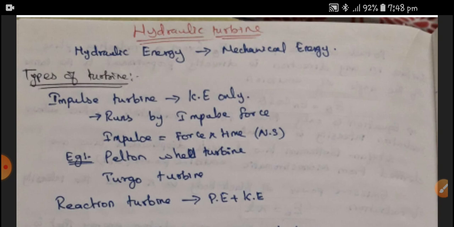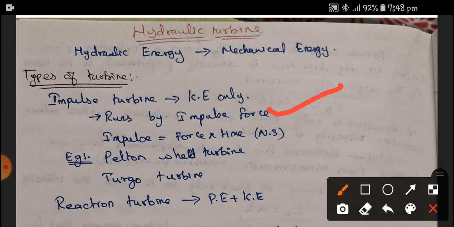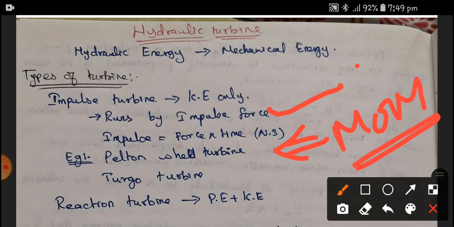In my style, I have my own notes. The hydraulic turbine converts hydraulic energy into mechanical energy. We have two types of turbines. One is the impulse turbine, where only kinetic energy is used, and it is run by an impulsive force. This impulsive force is nothing but the moment of momentum, derived from Newton's second law. The impulse is force into time.